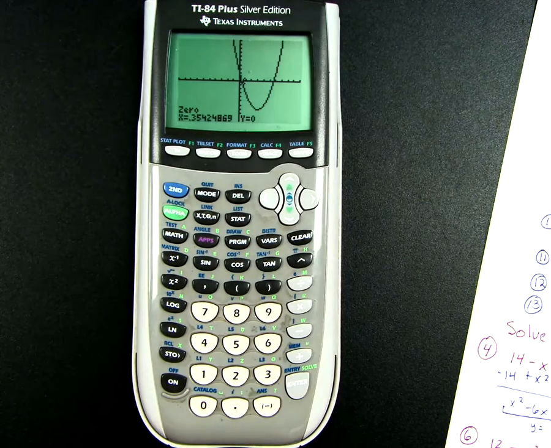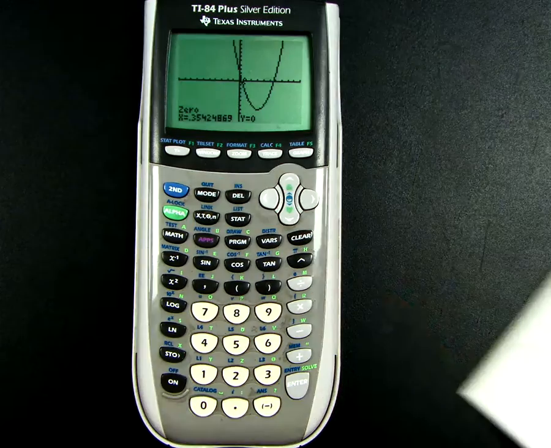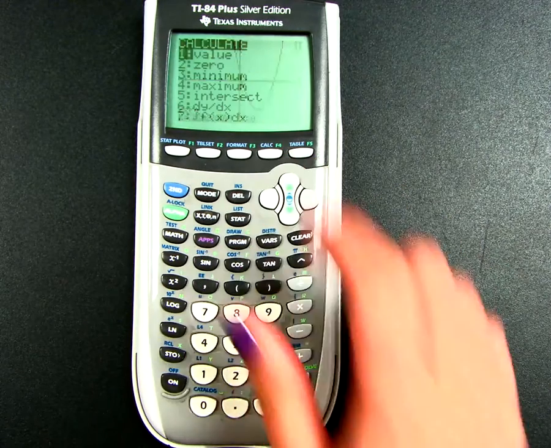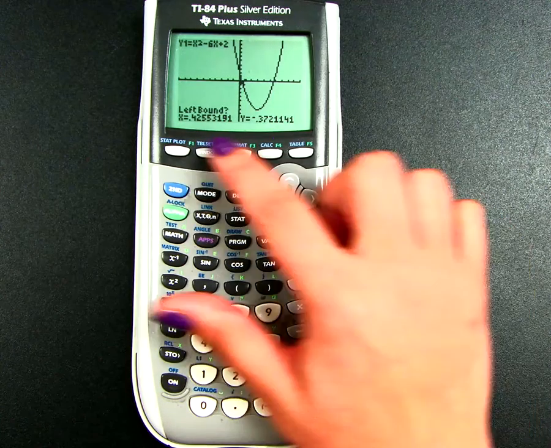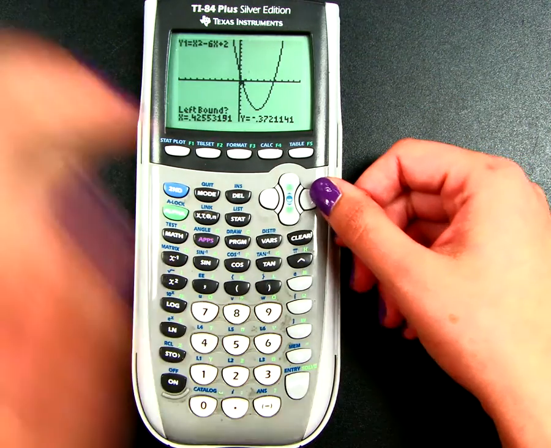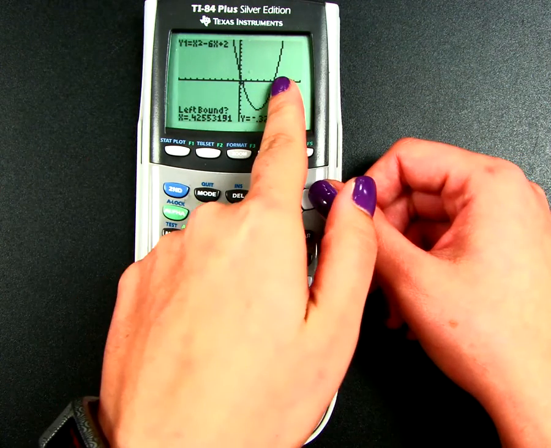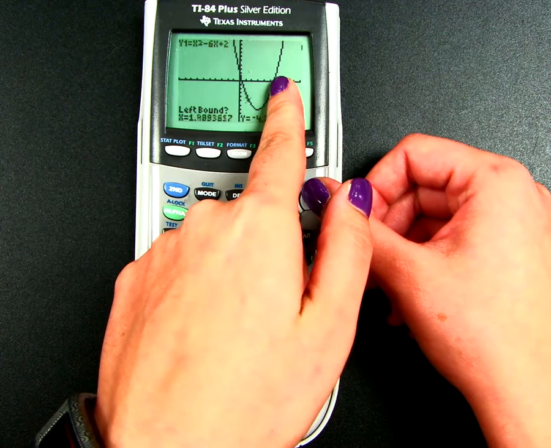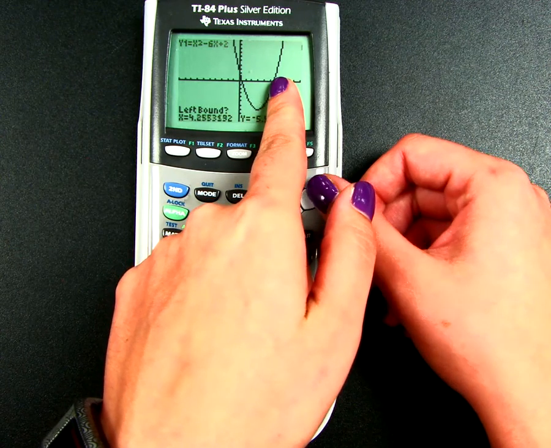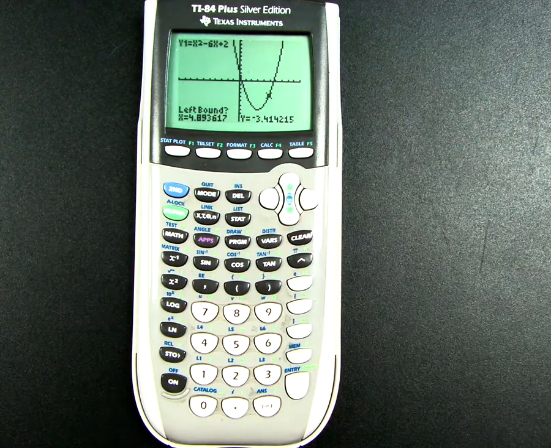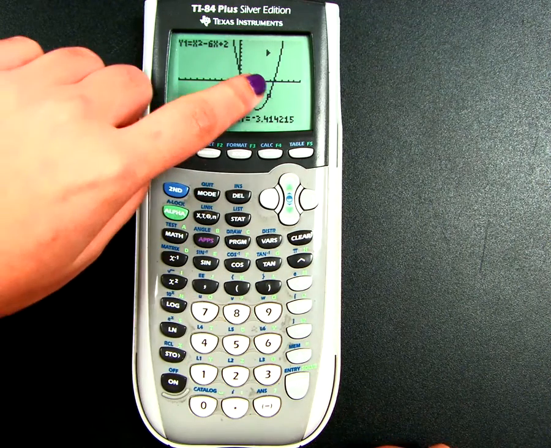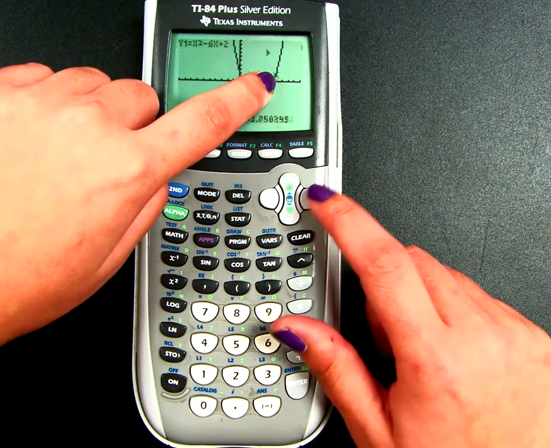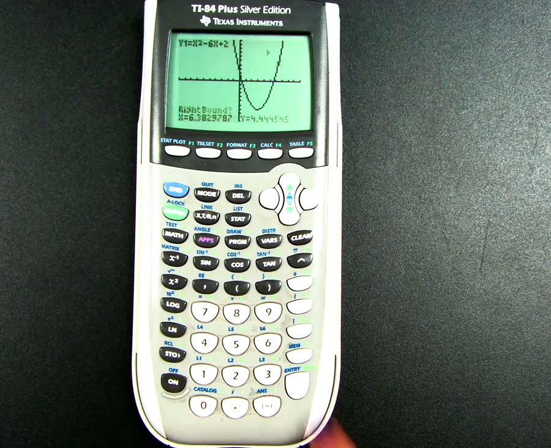So now we're going to find that 0. Again, second trace, select 0. And again, we have to be on the left side. So I'm going to arrow a little bit closer. But I do still need to be to the left of where it's intersecting that x-axis. So anywhere in here is going to work. And then we're going to press enter. Now for the right bound, we have to be to the right side of it. So anywhere in there is going to work. So enter, and then enter again.